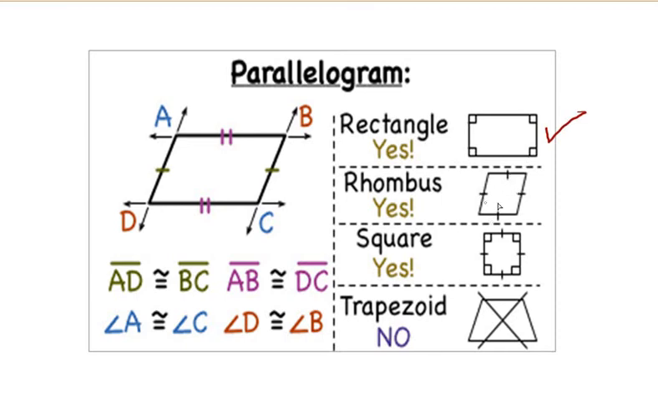What about the rhombus? Every two opposite sides are equal and parallel, and every two opposite angles are equal. So yes, the square is a parallelogram as well. The trapezoid is not a parallelogram because these two sides are not parallel to each other.